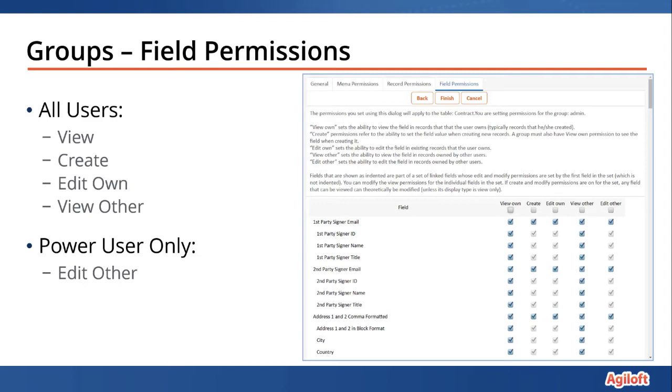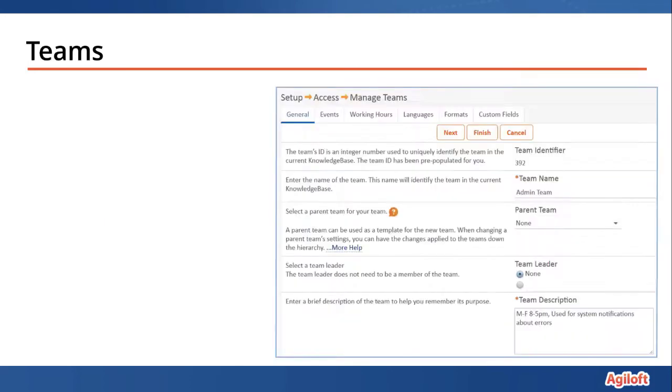The screenshot here is an example of what the screen would look like for a power user group. For an end user, the fields in the far right, which grant permission to edit records owned by other users, will not be available. From here, you can see that you can select specific fields or groups of fields, which the user can view in their own record, which they can view upon creation of a new record, which they can edit in their own record, view in the records owned by others, or edit in the records owned by others.